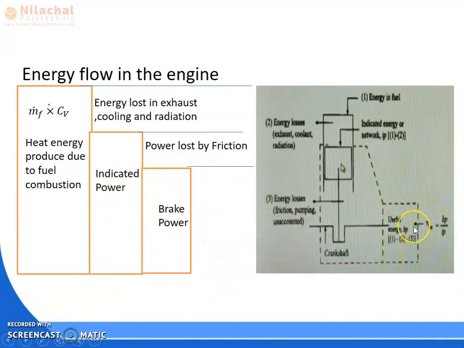So that will be utilized. This brake power is useful, not the indicated power. Indicated power is what is developed inside the engine cylinder, and the wheels are not attached to the engine cylinder, so you cannot utilize that power. Power is transmitted to the crankshaft, and the power we get there is known as brake power, and this brake power will be utilized for further use.